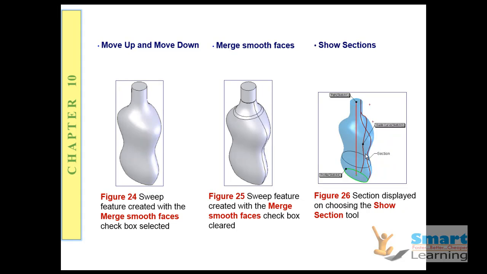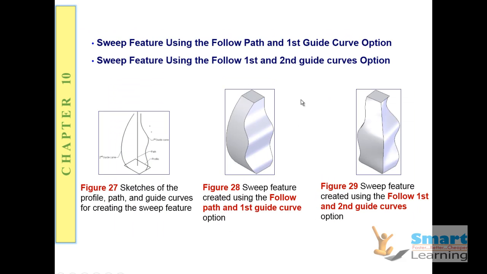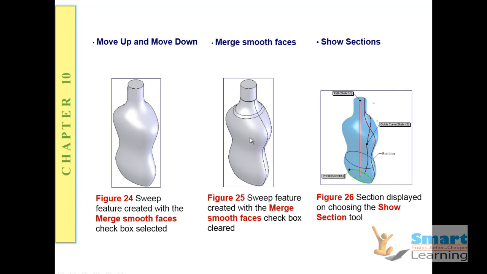So in this session we'll discuss different controls, about the merge smooth face control in sweep and its other options. For understanding this, we'll be discussing move up and move down, merge smooth face and show sections, and after that we'll move to the options where we can control follow path and first guide curve, or follow first and second guide curve combinations, and how to get different output. For understanding this, we will be opening our reference model.